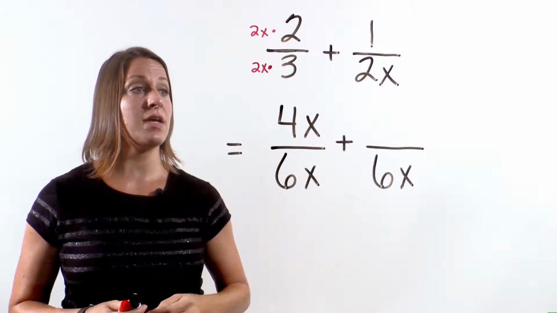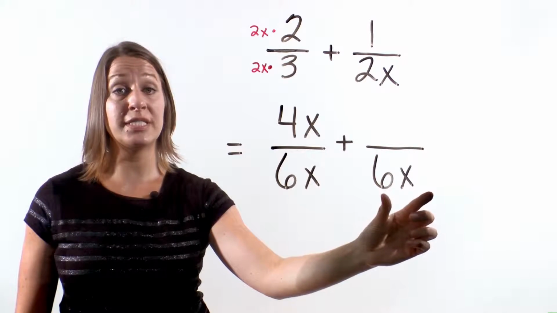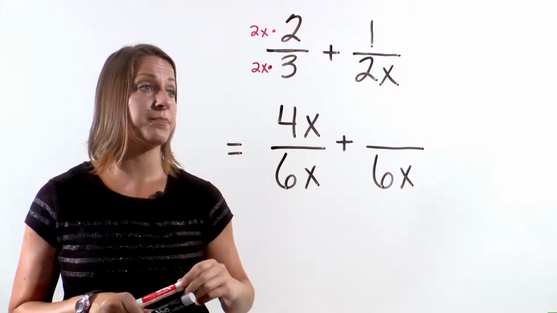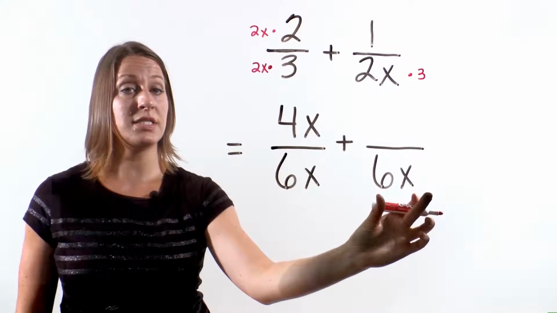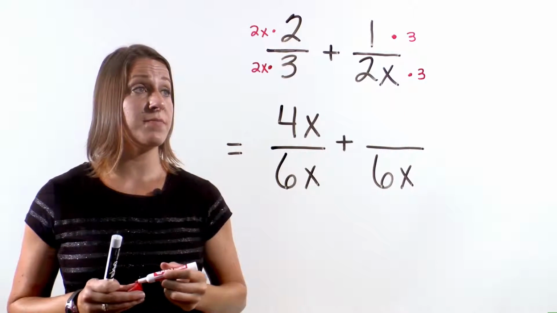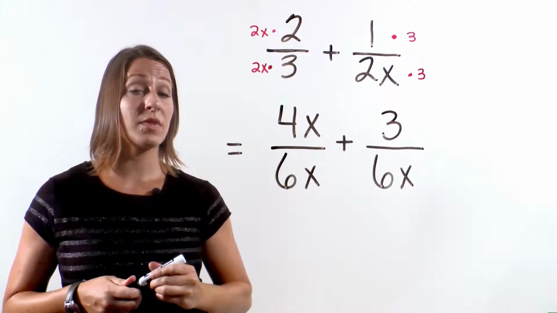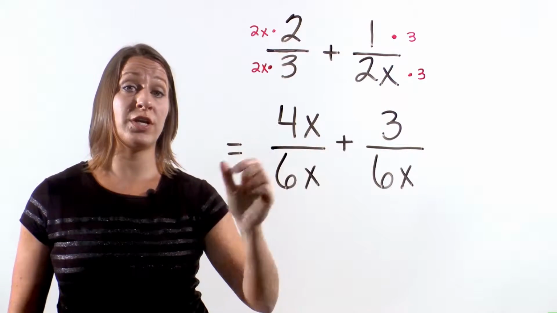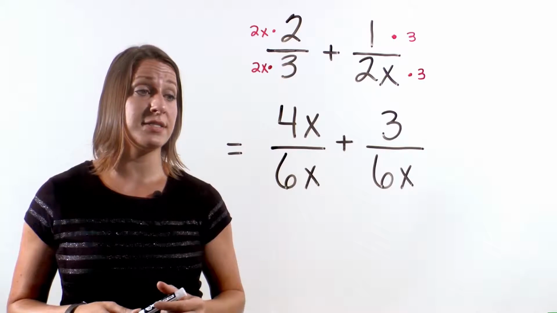Now we're going to do the same thing over here. We had a 2x in the denominator, and we've changed it to a 6x. So we need to reflect that same change also in the numerator. 2x times 3 is 6x. So 1 times 3 will give us a numerator of 3. Now that we have the same denominators and we've changed our numerators to reflect how we've changed our denominators, we're ready to add straight across.